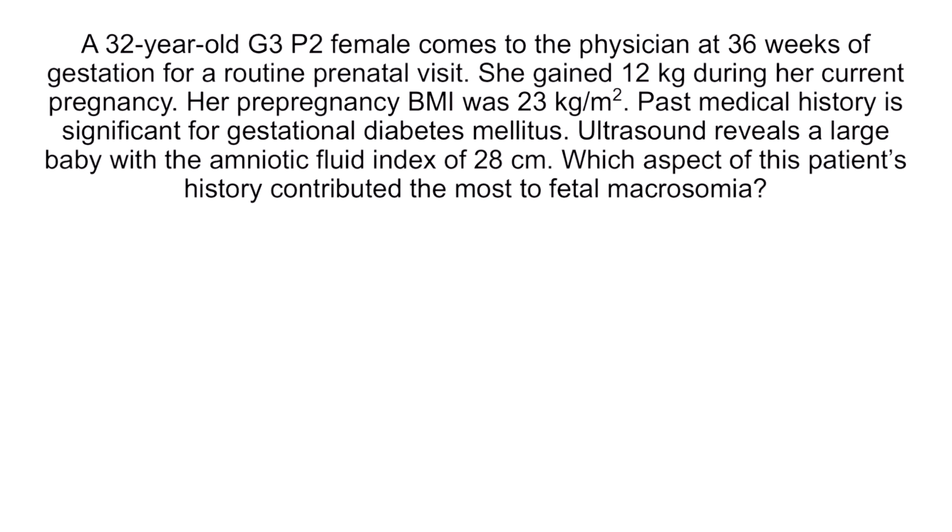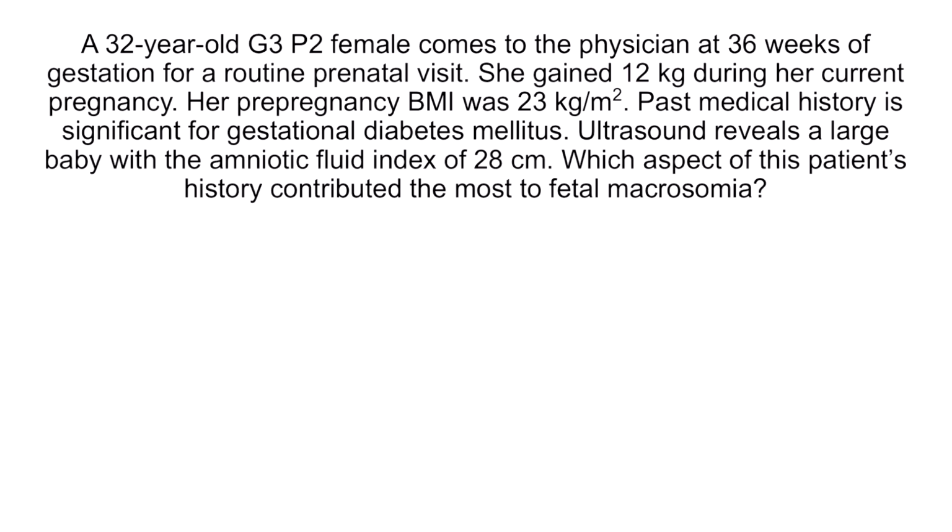A 32-year-old G3P2 female comes to the physician at 36 weeks of gestation for a routine prenatal visit. She gained 12 kilograms during her current pregnancy. Her pre-pregnancy BMI was 23. Past medical history is significant for gestational diabetes mellitus. Ultrasound reveals a large baby with an amniotic fluid index of 28 centimeters. Which aspect of this patient's history contributed the most to fetal macrosomia? So feel free to pause the video while you consider this question.